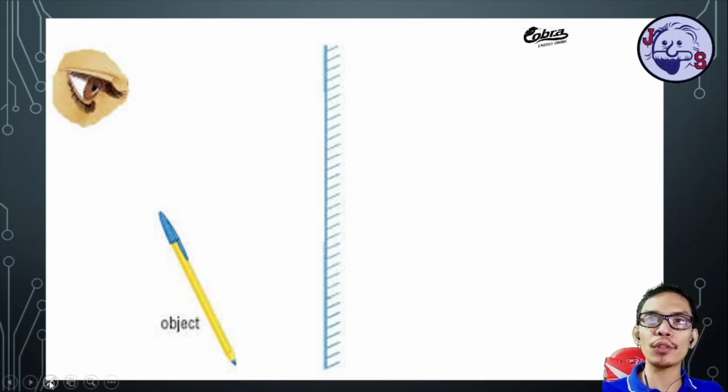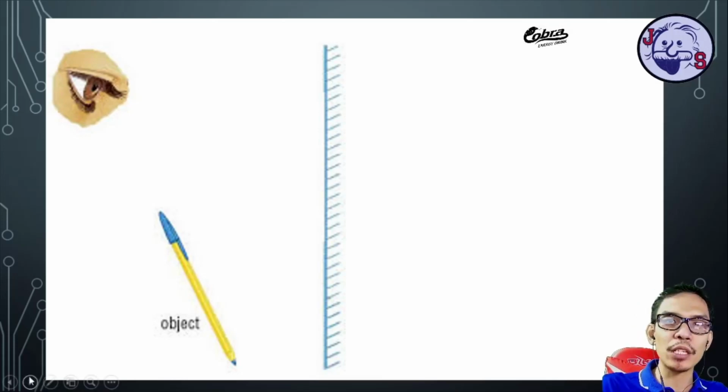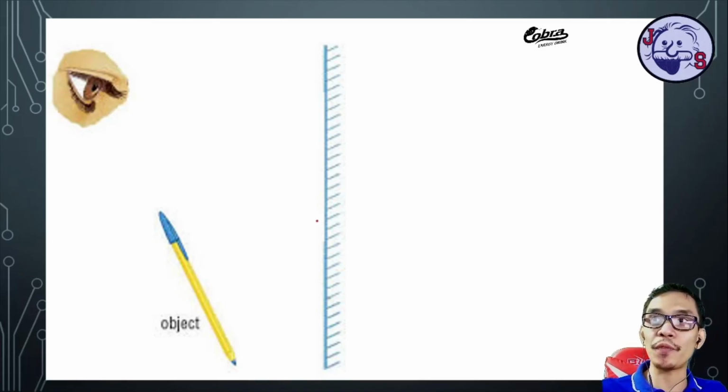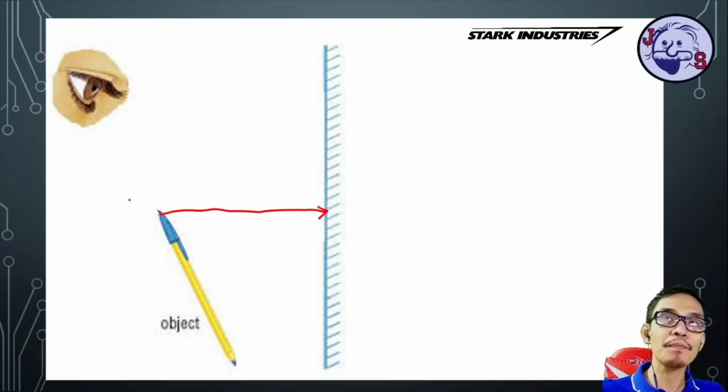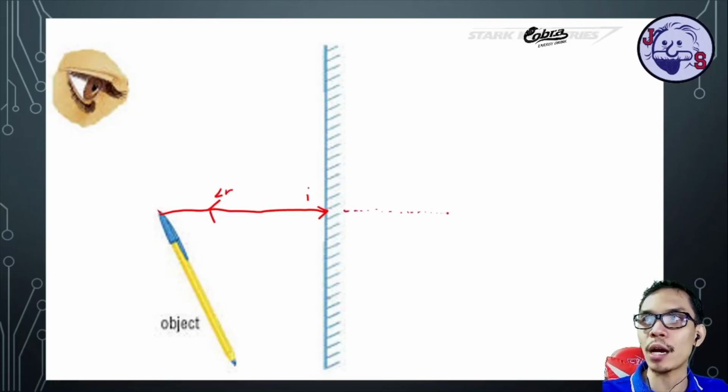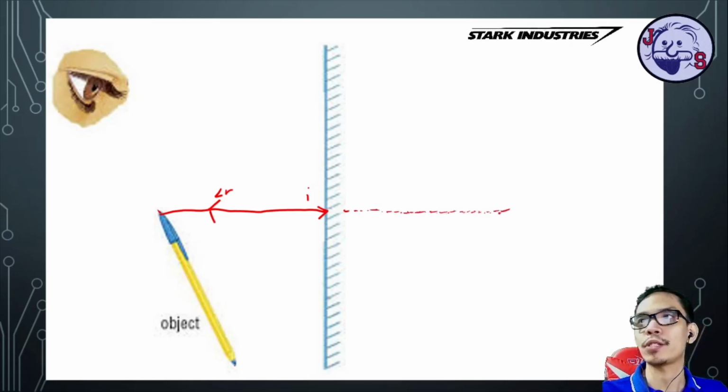The first thing that we are going to draw is a line that is perpendicular to the surface of the mirror. From the top of the mirror, so this is the top, this is the bottom, I will draw an incident ray. And on that incident ray, I can draw a reflected ray. So this is the reflected ray, this is the incident ray. We can continue that reflected ray on the other side. So there you go.